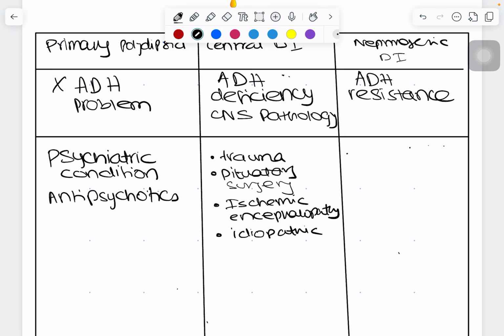Nephrogenic diabetes insipidus: you might have heard patients with bipolar disorder use lithium. So chronic lithium use can lead to nephrogenic diabetes insipidus. Then hypercalcemia and hereditary mutations of aquaporin channels can also lead to nephrogenic diabetes insipidus.